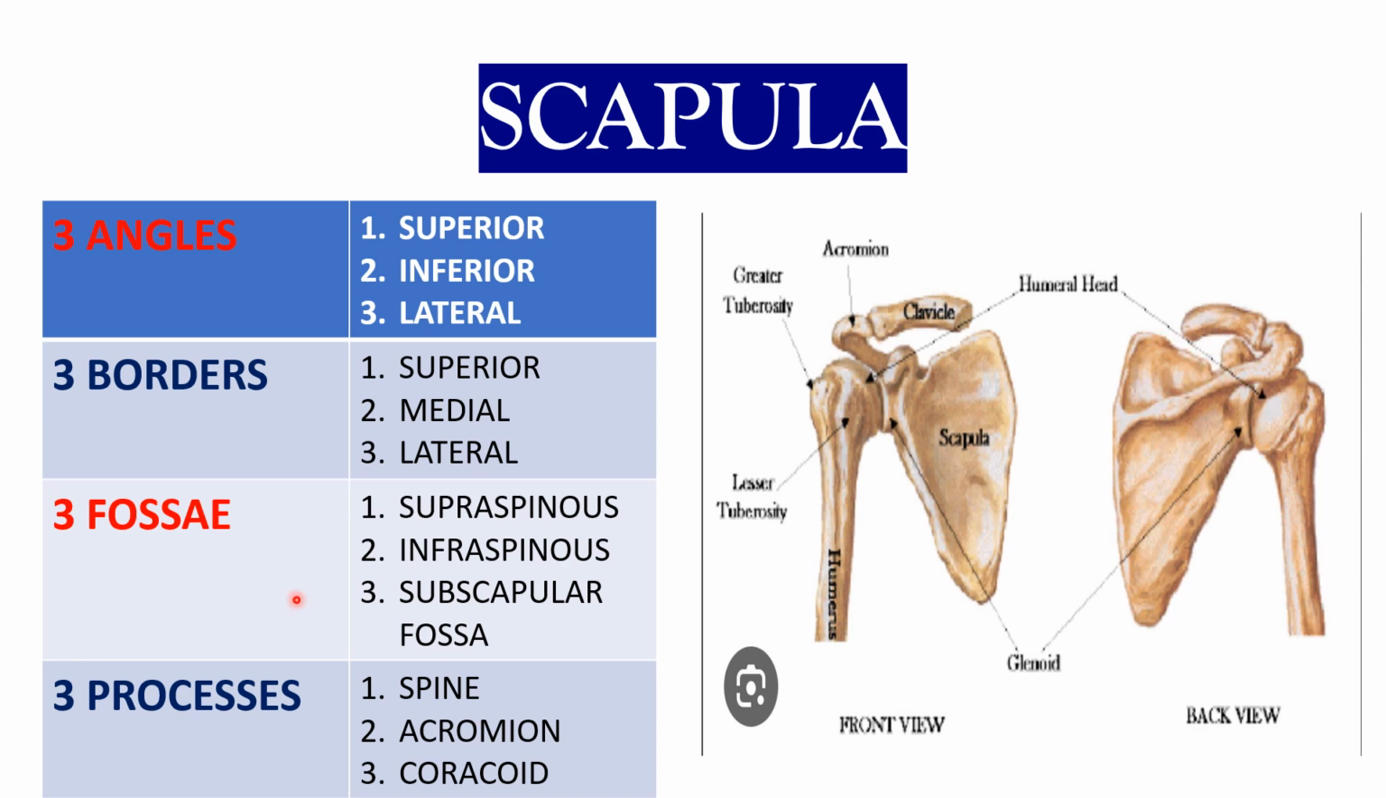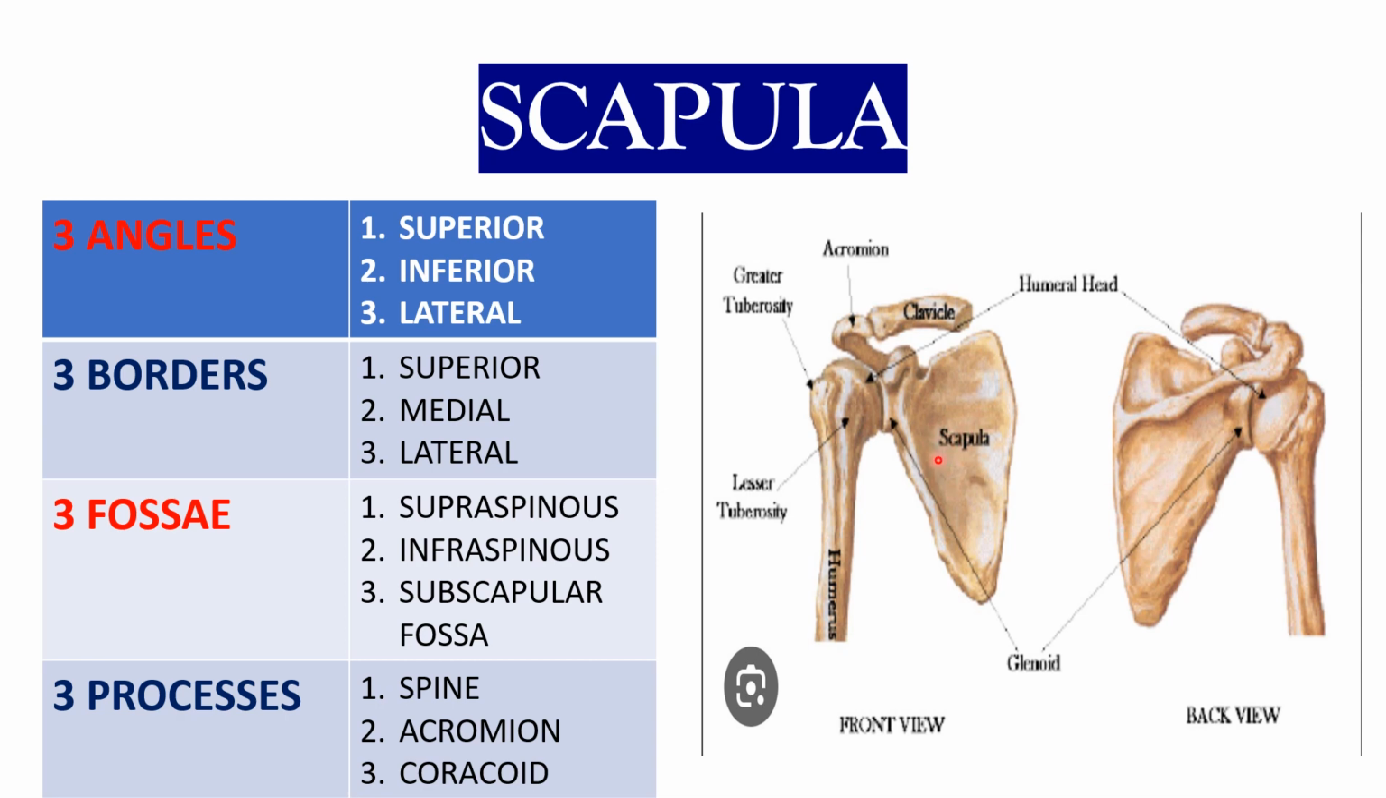Now, we'll talk about the three fossa. This is the spine. The one above the spine is the supraspinous fossa. The one below the spine is the infraspinous fossa. And then this is the subscapular fossa. Again, there are three fossa: the supraspinous fossa because it's above the spine, the infraspinous fossa because it's below the spine, and the subscapular fossa.